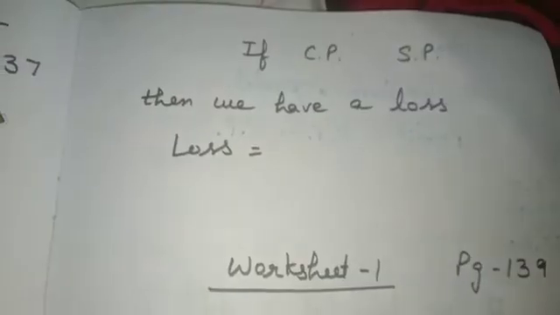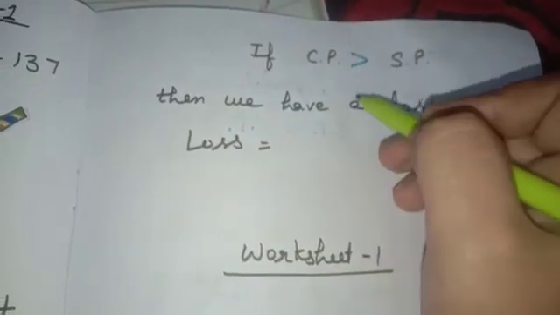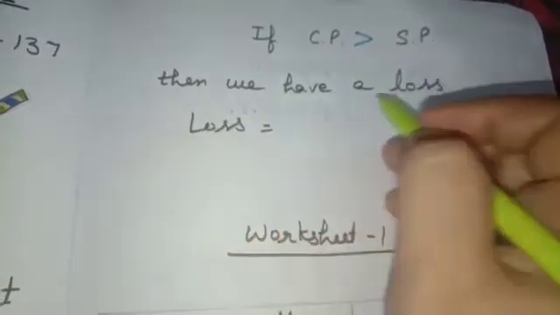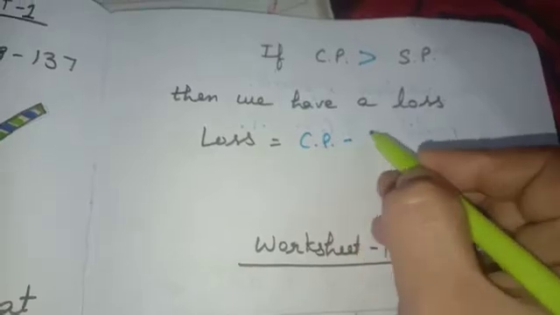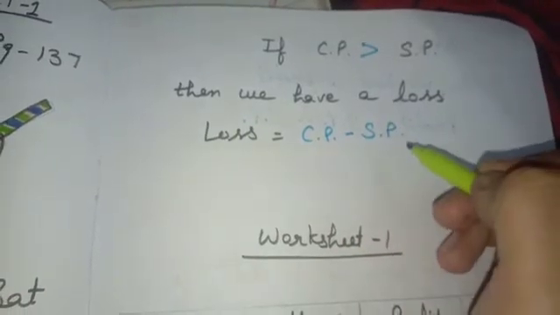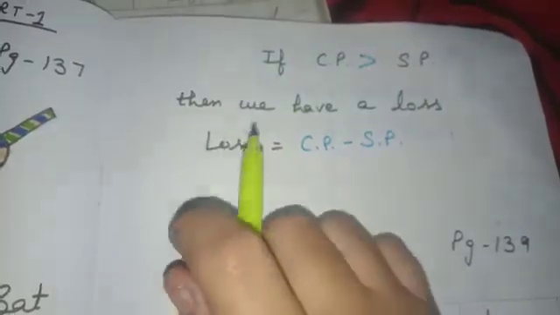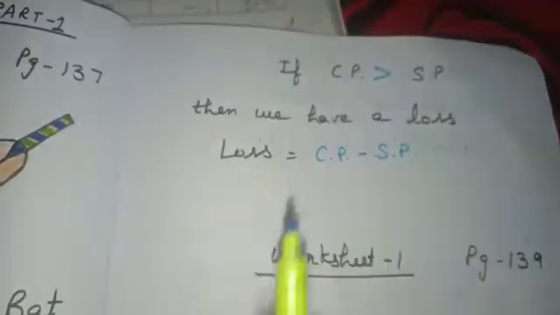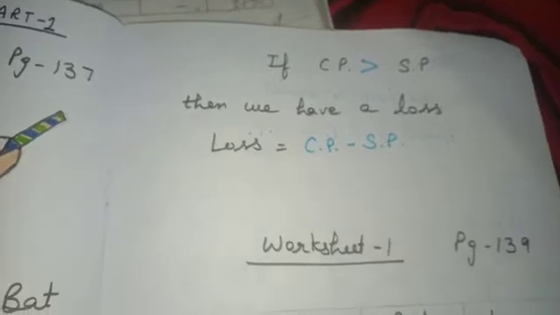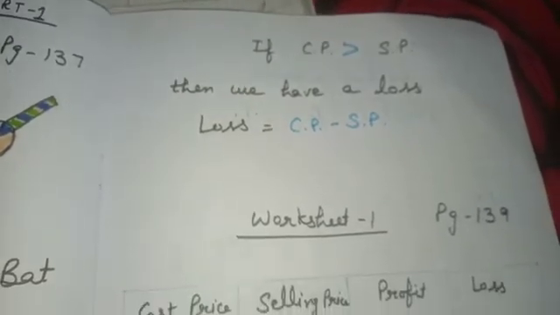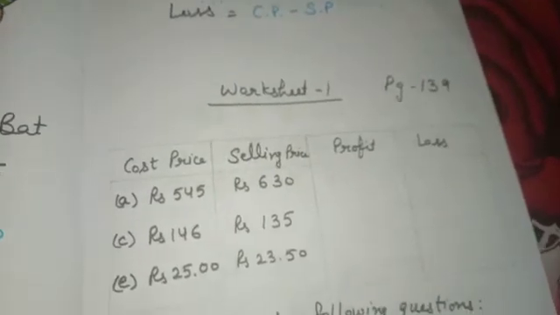And the second condition is if cost price is more than the selling price, then we have a loss. And the formula for loss is cost price minus selling price. And in case both prices are the same, then it is a condition of no profit, no loss. Now with these two formulas of profit and loss, let's start worksheet 1, which is at page number 139 of our book. The first question is to complete the following table.